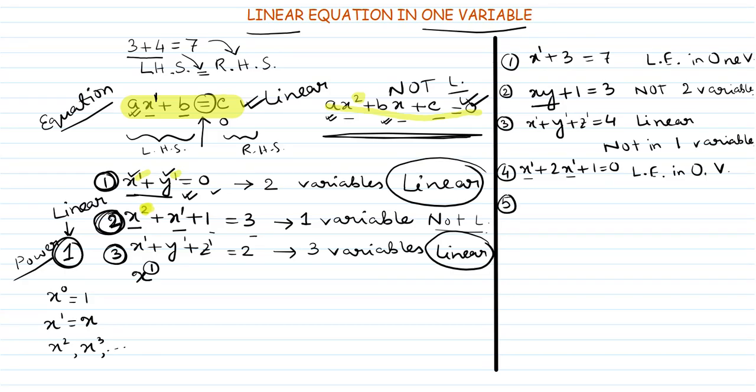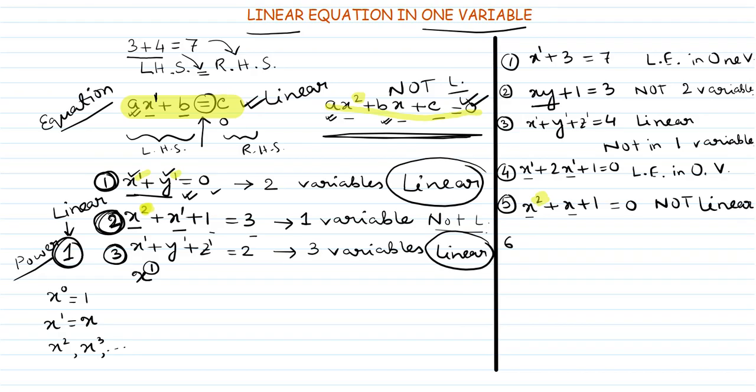Let us say the next example, x square plus x plus 1 equal to 0. Here clearly you can see it is in one variable, fine, but in the first term the highest power is 2. So, that means it is not linear. So, we cannot say that it is a linear equation in one variable.